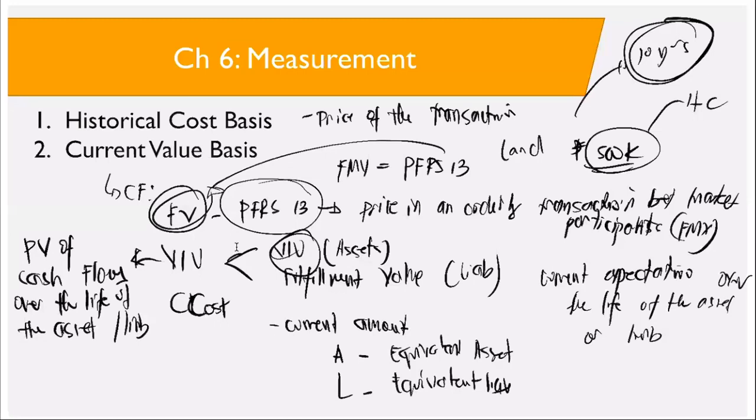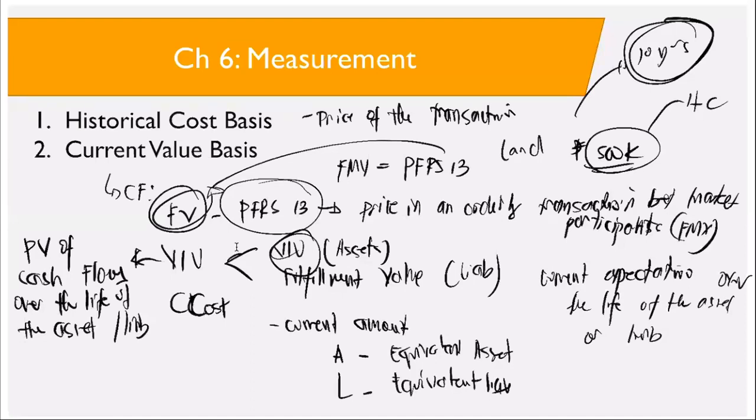Okay, so under your measurement, take note, we have two cost bases. What are those? Historical cost basis and current value basis. What is a historical cost basis? This is the price paid in our transaction. So let's say if you paid 500,000 for the land, the historical cost is 500,000. And in your current value basis, we have three items: fair value, value in use, and current cost. In your fair value, this is defined also under your PFRS 13. This is the price that is paid in an orderly transaction between market participants.